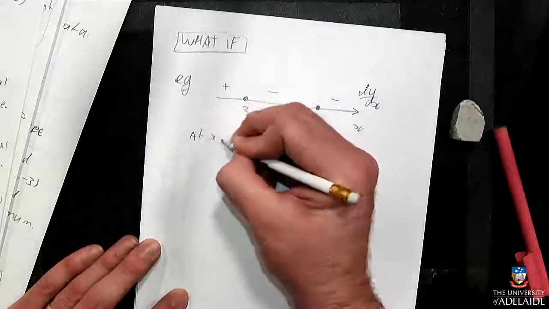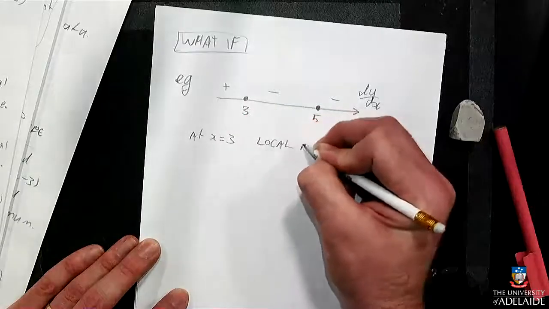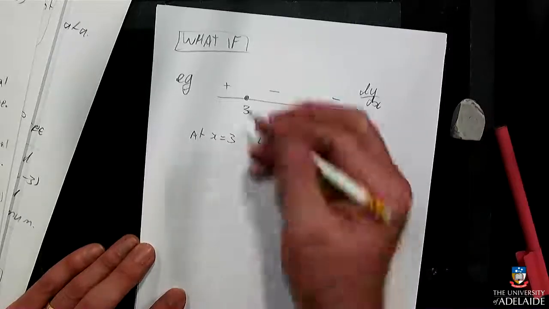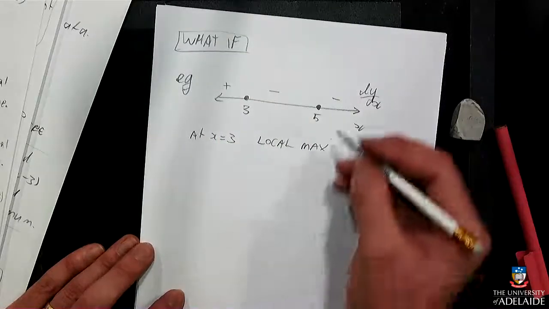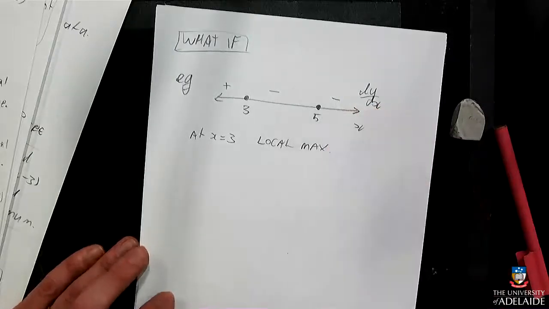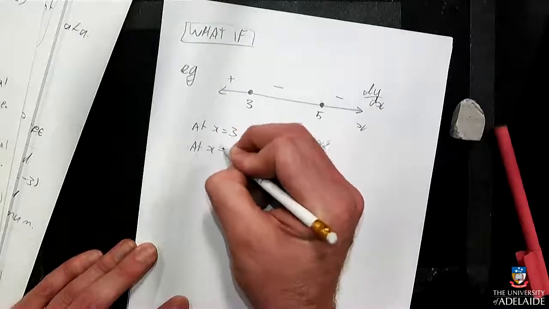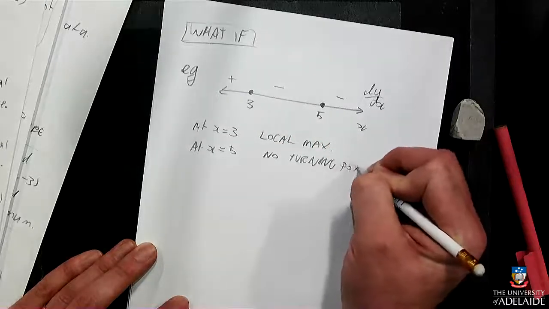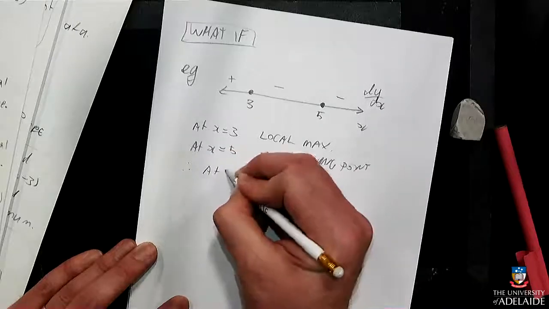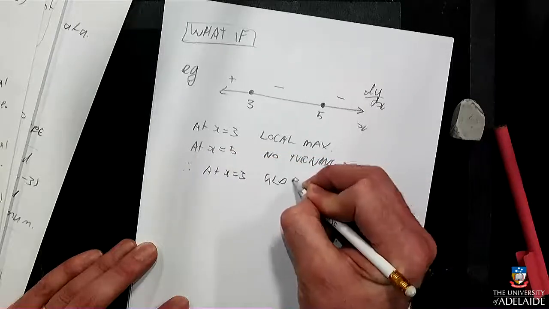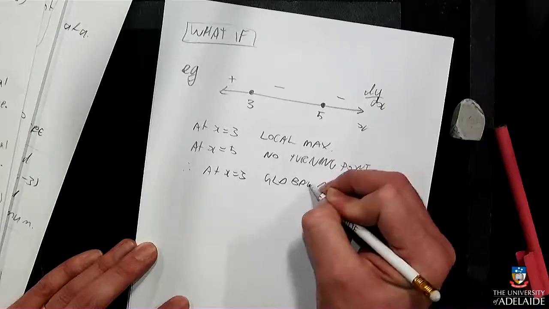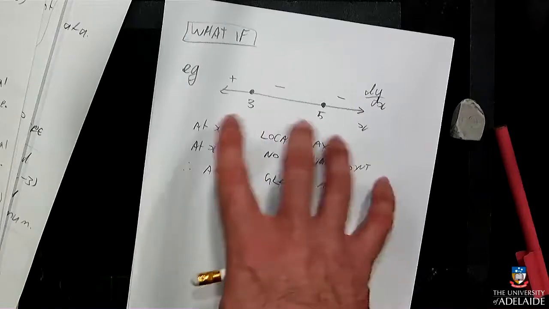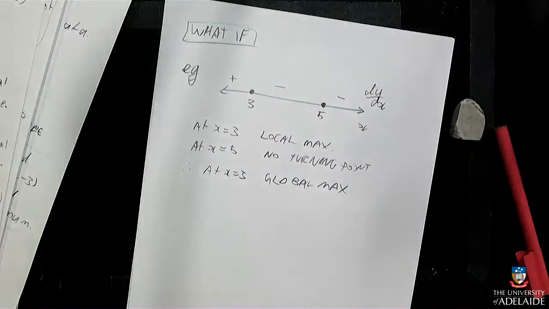Then at x equals 3, we have a local max. And then there's no minimum, because it goes on forever both ways. So this is not a turning point, so it doesn't count. So that's x equals 5. There's no turning point there. So therefore, at x equals 3, there's a global maximum. And I just wanted to point out that it's possible for that sort of thing to happen. Thanks for listening.